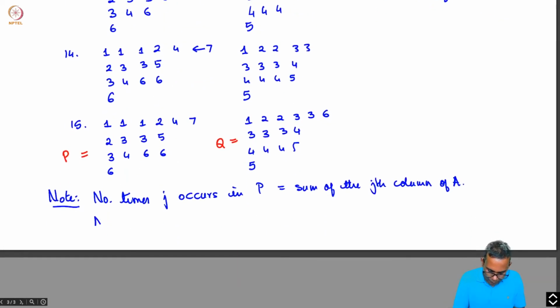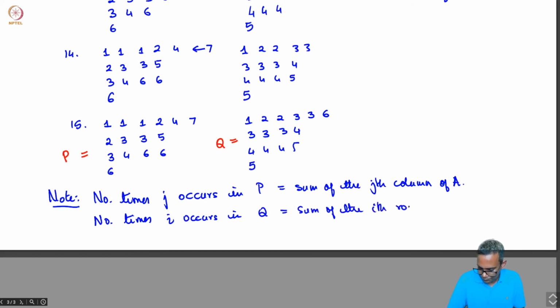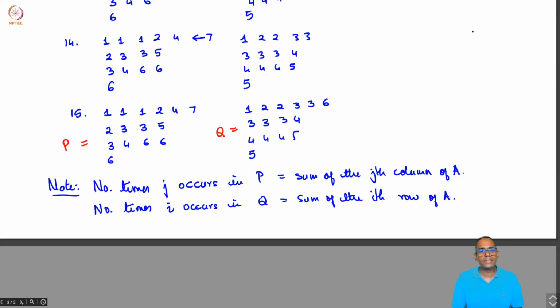And the number of times I occurs in Q is similarly the sum of the ith row of A. Now let us try to see why this correspondence is reversible.